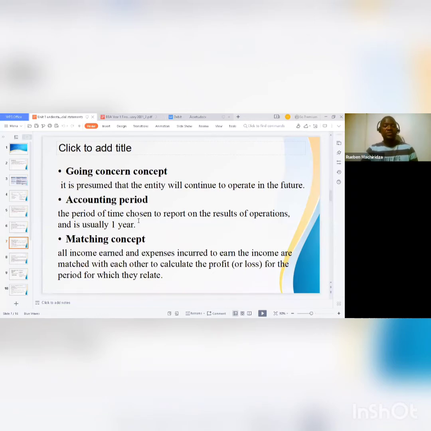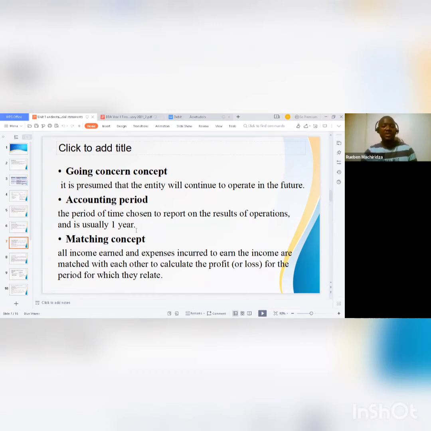Then in accounting, we've got an accounting period. An accounting period is usually a 1-year period. It can start whenever we want it to start. It can start on 1 January to 31 December. It can start on 1 March, say 2021, to 28 February 2022. So you might find a question that has got 2 years, 2021 and 2022. The accounting period can run from this year and end the following year.